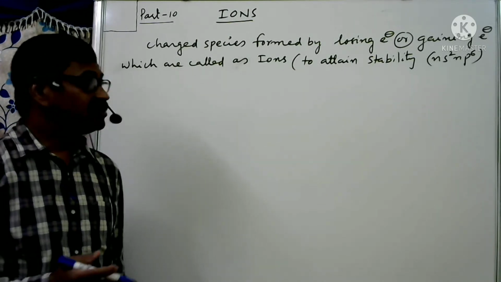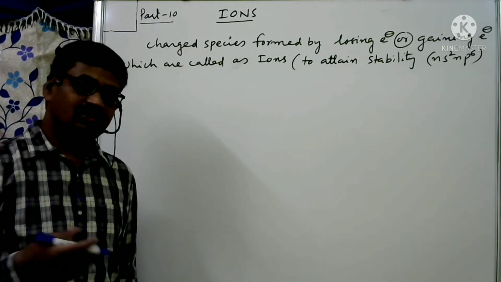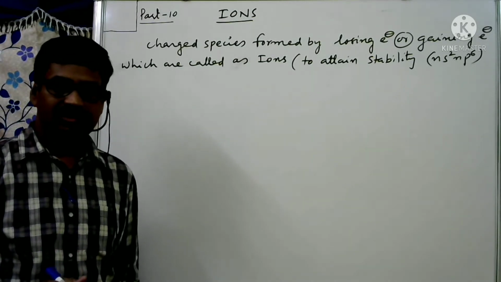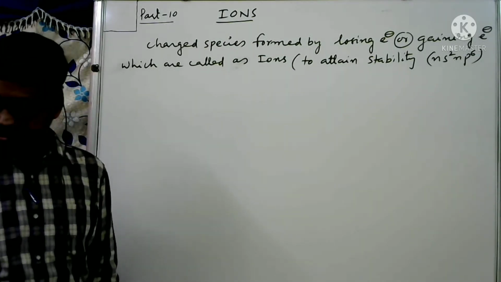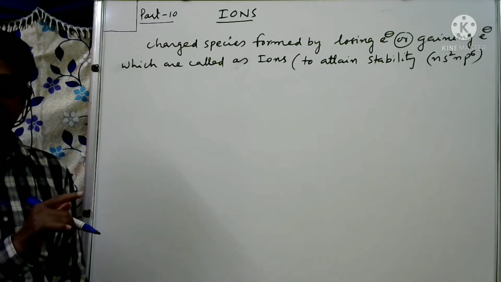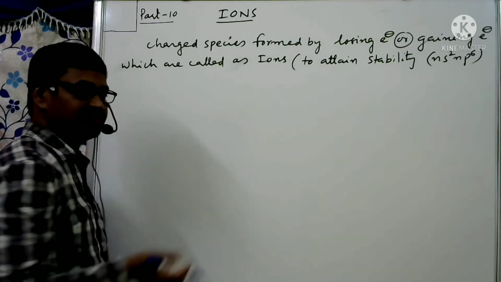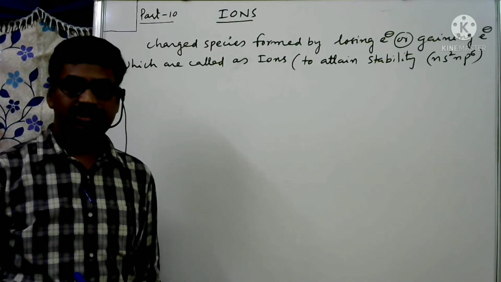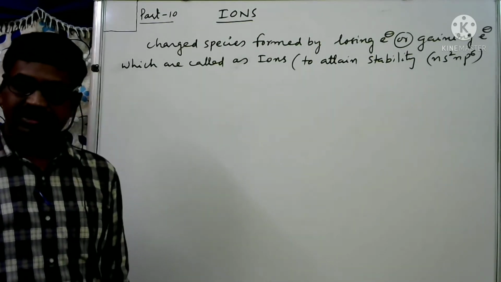If electrons are more, then they can lose. If electrons are less, they can accept. So gaining or losing of electrons is the reason for getting charges. These charged species may be cations or anions, and may be single atoms or groups of atoms. Means simple ions we have, then compound ions also we have. First of all, types of ions.